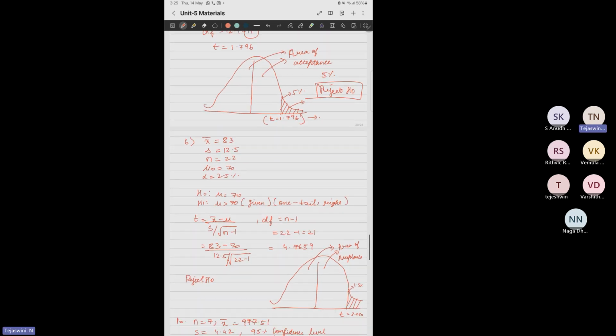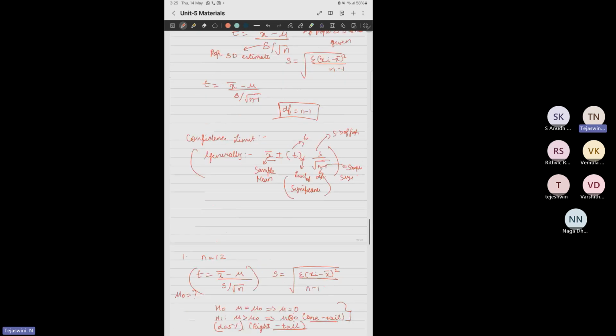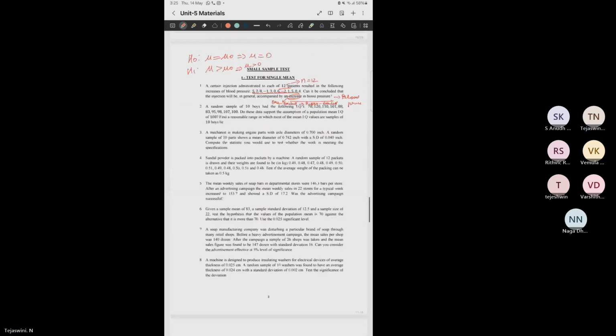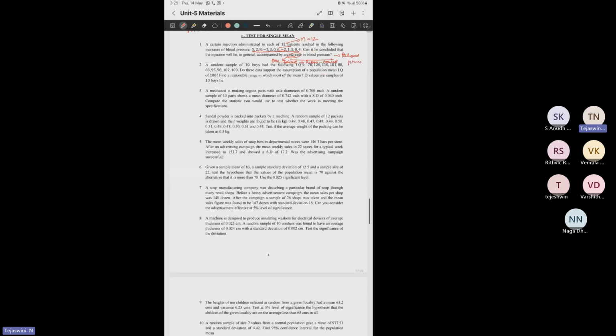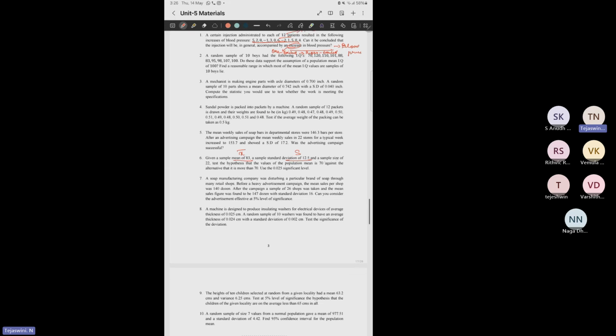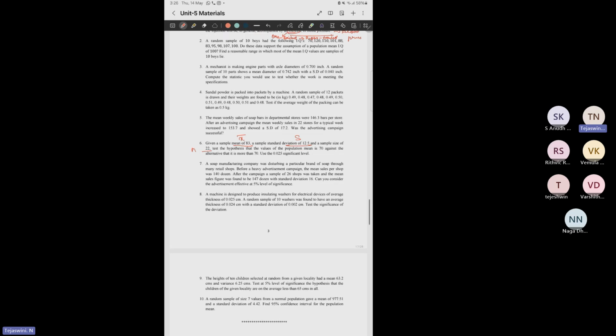So for the second case, the sixth question. Given a sample mean x bar of 83, a sample standard deviation s of 125, and a sample size n of 22. Test the hypothesis that the population mean is 70 against the alternative hypothesis that it is more than 70. They have given us the hypothesis directly.